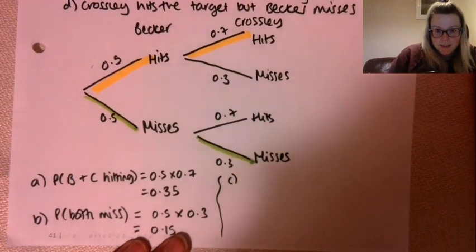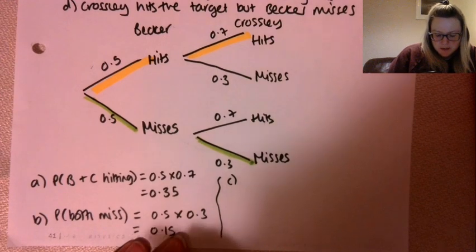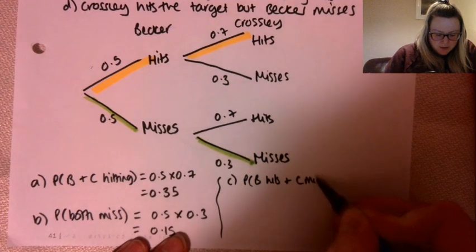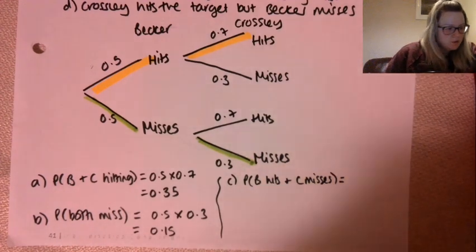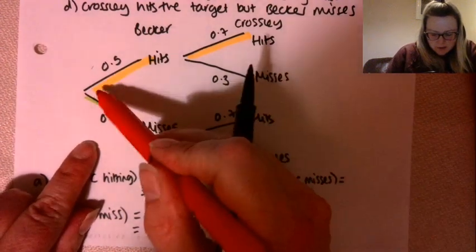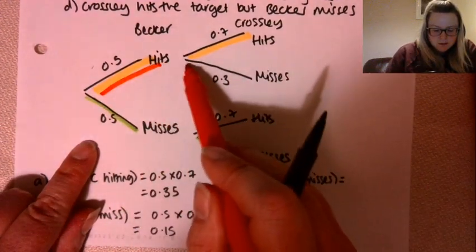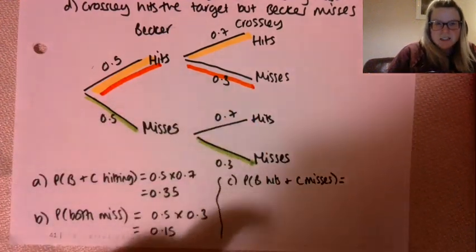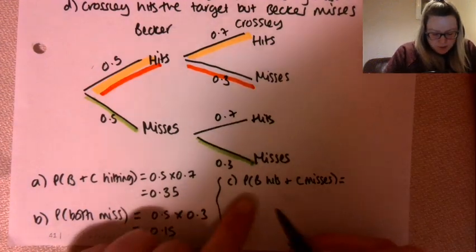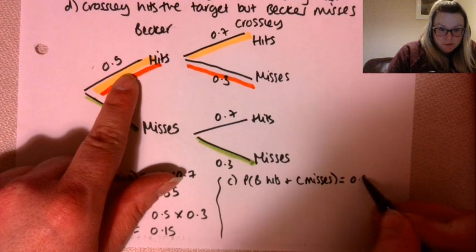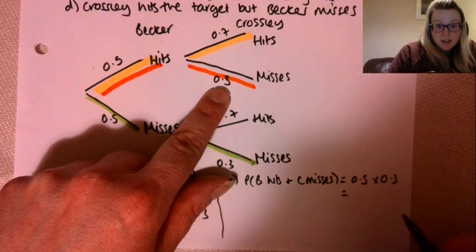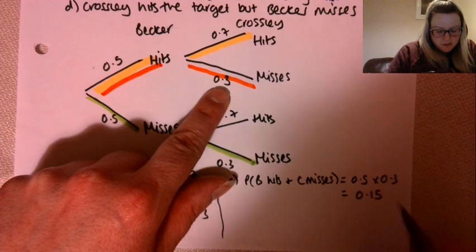Part C. Becker hits, but Crossley misses. So probability Becker hits and Crossley misses. So let's trace that out. I'll go orange. So Becker hits, Crossley misses. Hopefully you can see what I'm doing with the colours. It just makes it easier to follow what you're at. So the probability that Becker hits is 0.5 and the probability that Crossley misses was 0.3. So we multiply those together because it's an and situation and we get 0.15.